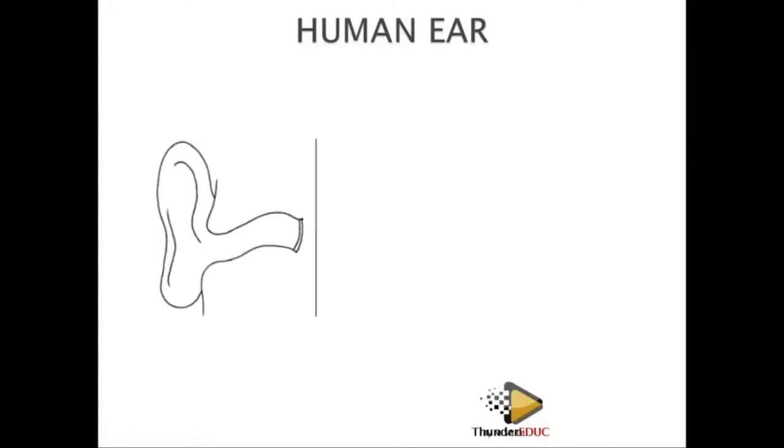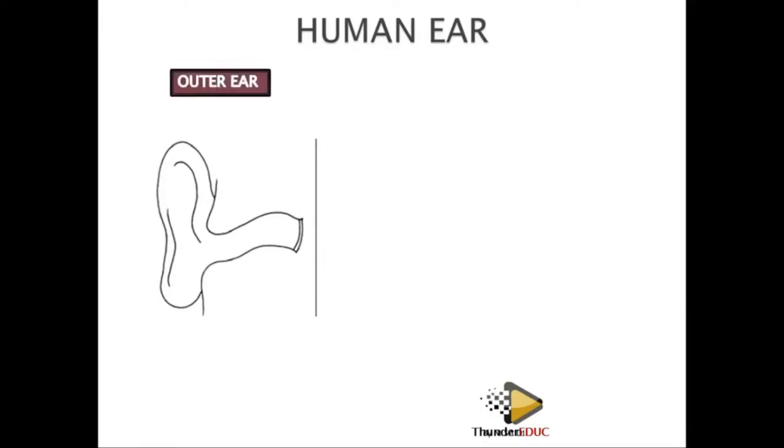Let's look at the human ear. Under the human ear, we have to look at the different parts of the ear and the functions, how the ear functions. It means that that is the hearing process. The defects of the ear, meaning people having problems with hearing.